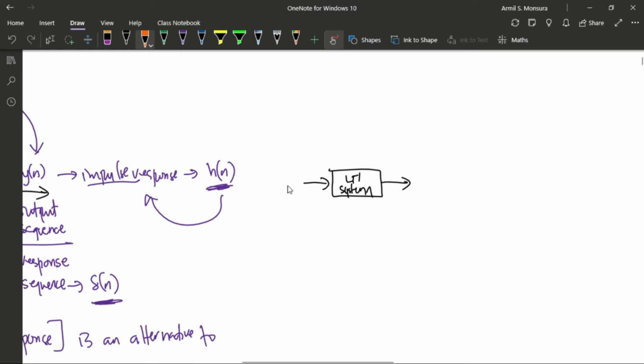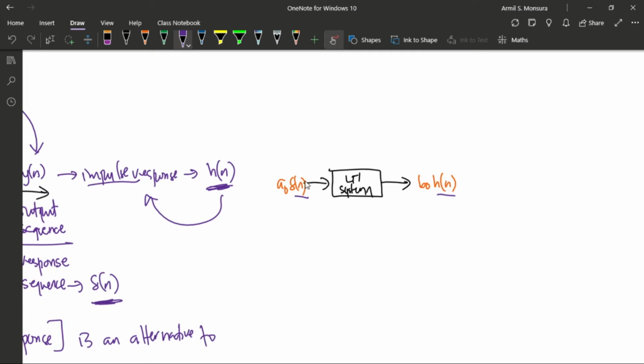So kung mag-i-input pala ako ng, say, A0 delta n, ibig sabihin, kung linear to, if this system is linear, the system should produce an output of, say, for example, B0 h of n. So again, yung response ng system niyo to delta n should be h of n. Tapos, syempre baka mabago yung coefficient niya. And here's the thing.